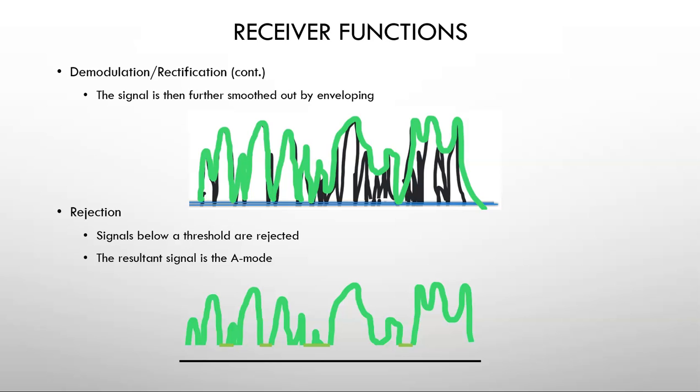The next receiver function, continuing with demodulation and rectification, the signal is then further smoothed out by what we call enveloping, but this is just smoothing, if you want to call it that. If you need to keep it in alphabetical order, it would be smoothing. So we take our bumpy signal and then we smooth it out. Then the last piece that our receiver does is called rejection. With rejection, signals below a particular threshold that we set are rejected. The resultant signal is the A-mode signal, which, of course, represents one scan line of your image.